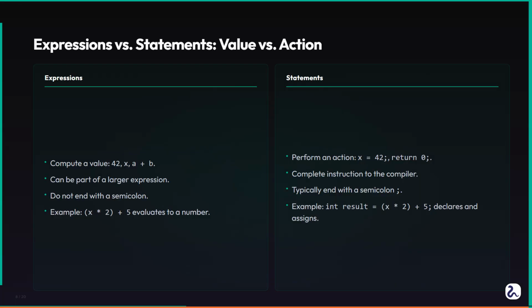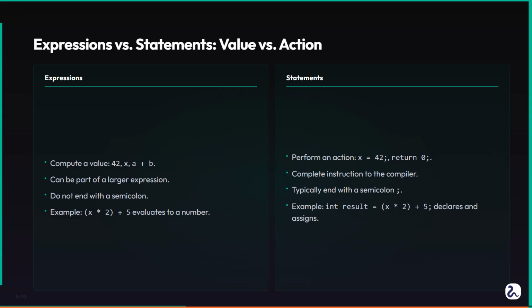Now that you understand tokens, expressions and statements are going to make perfect sense. Think of it this way. An expression is like a phrase in English that evaluates to a value. 5 plus 3 is a phrase, and it evaluates to 8. A statement, on the other hand, is a complete instruction, like a full sentence. Assign the result of 5 plus 3 to x. That's a complete action. It tells the program to do something.